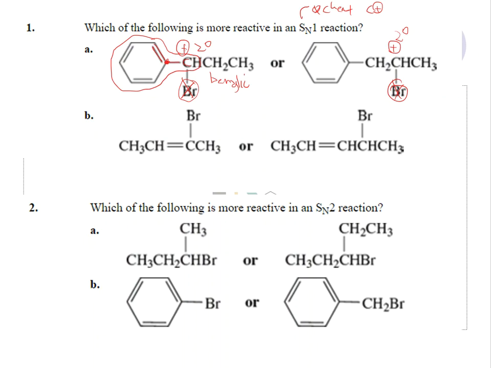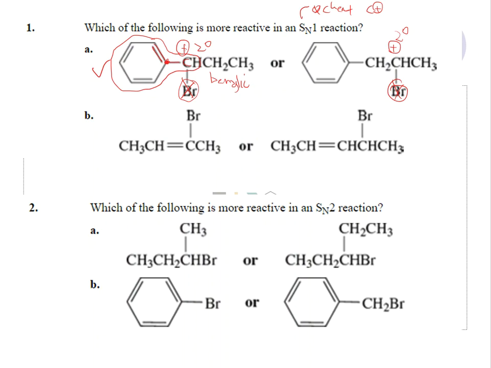This is just a normal run-of-the-mill secondary, which is perfectly okay. But benzylic is a little bit more stable than the secondary because of the delocalization. Because of that, that carbon is more prone to be on its own. Because of that, that carbon is more prone to be an SN1, a non-cheater carbon. That's what this is about. So for part A, it's going to be this one.